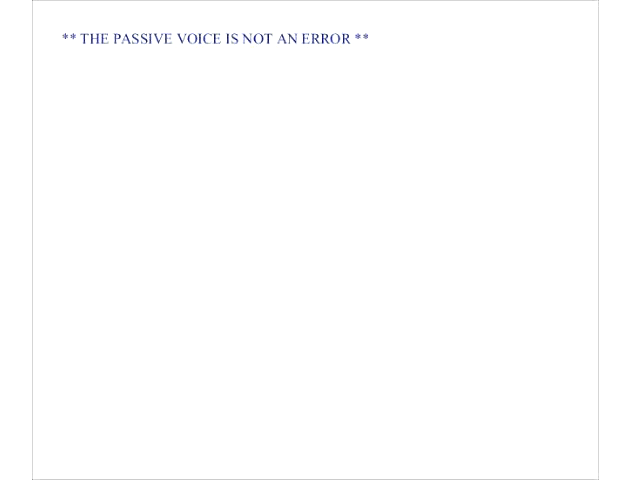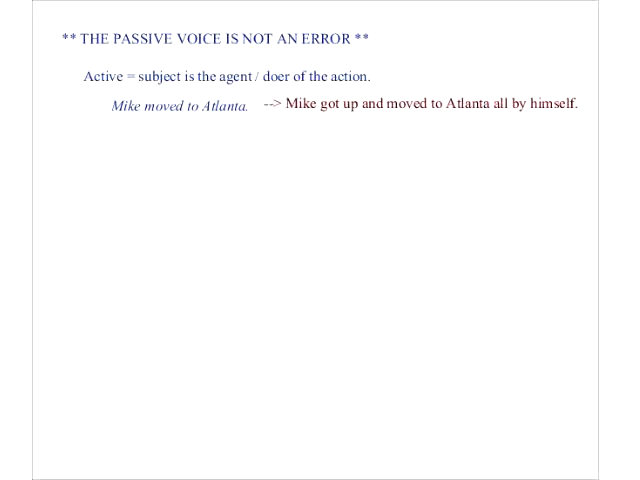The passive voice just means that the subject is the recipient of the action instead of doing the action. Active means the subject is the actual agent or doer of the action. So if you say something like, Mike moved to Atlanta, then this means that Mike actually got up and moved to Atlanta of his own accord. So Mike got up and moved to Atlanta all by himself, or at least for his own reasons.